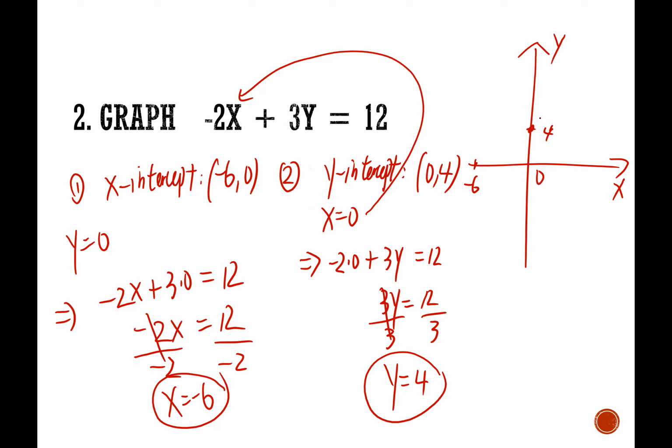Okay, both the x- and y-intercepts. Okay, now we get a line. And that's how we utilize it. So the important thing is to get an x-intercept and y-intercept and graph it from there. Any questions on this?